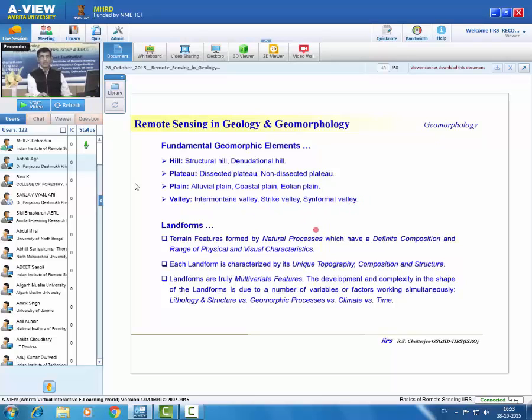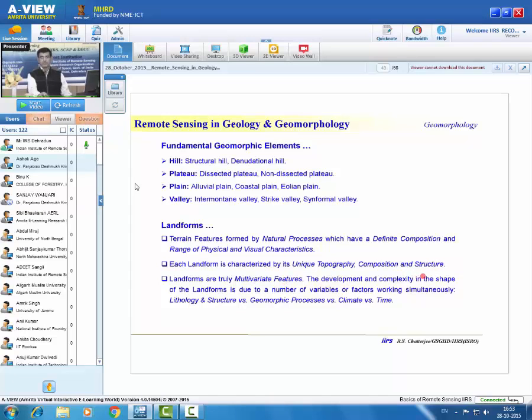In geomorphological study, landform is very important, and basically it is the unit of geomorphological study. So what is a landform? Landforms are certain terrain features formed by natural processes which have a definite composition and range of physical and visual characteristics. A landform is characterized by its unique topography. So topography is very important for a landform. It has a unique topography and composition and structure.